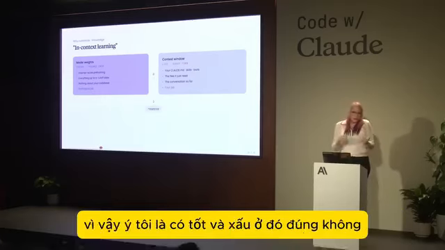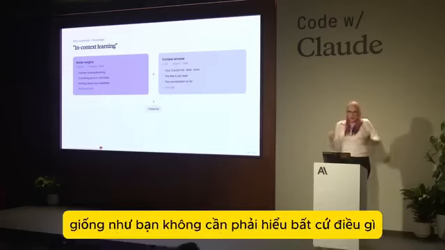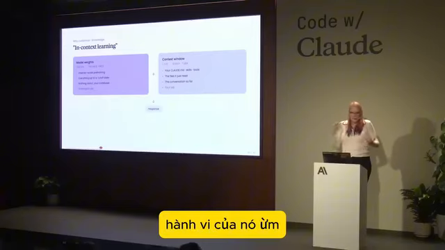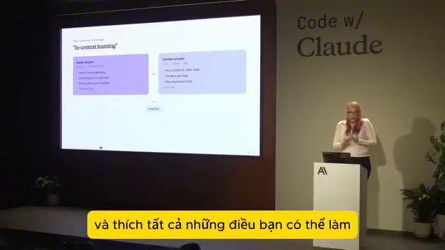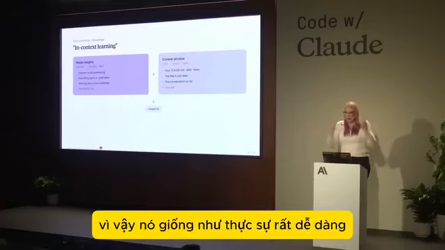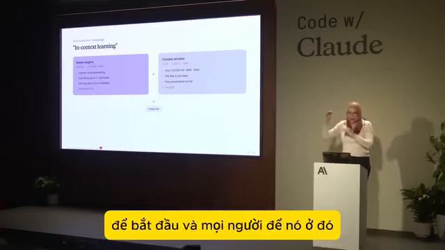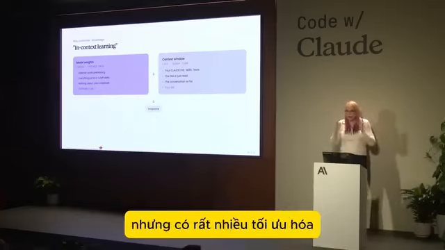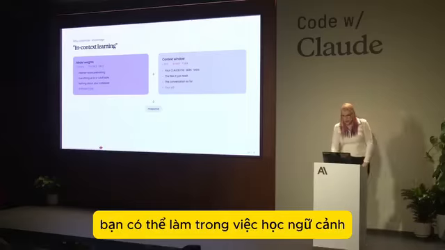So, there's good and bad there, right? You don't need to understand anything about the weights of the model in order to customize its behavior. And all of the things that you can do with the model are just text files, so it's really, really easy to get started. And people kind of leave it there. They're like, well, that's probably good enough. But there's a lot of optimization you can do within in-context learning.